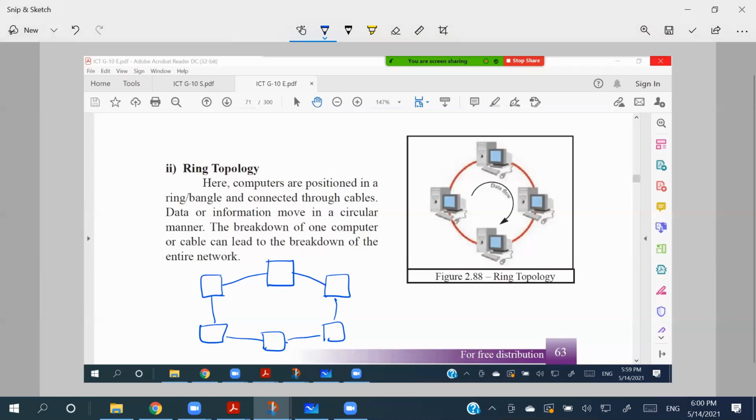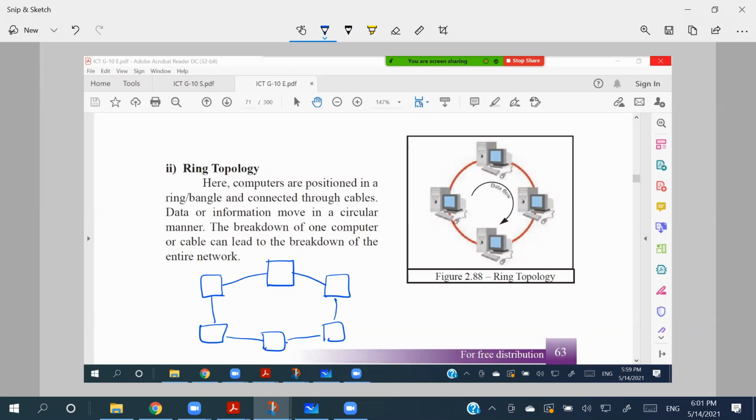Now this diagram that I drew in blue, it's not a circle, right? And it's not a ring, but still it performs as a ring topology because each and every device is connected to the two adjacent devices, right?